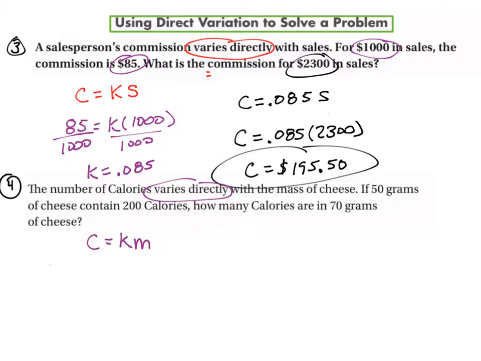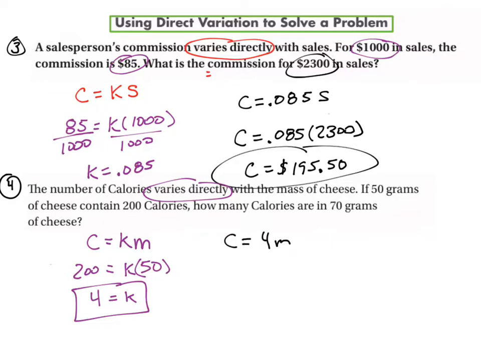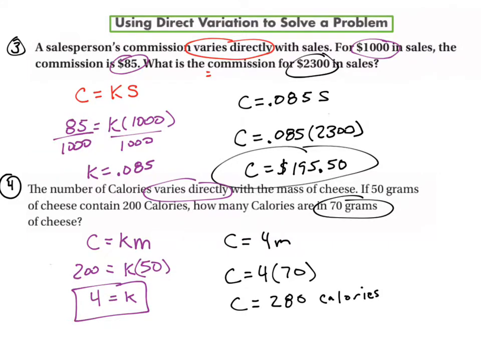So in this case, we've got 200 calories equals K times the 50 grams of cheese. We'll divide by 50, and we're going to get our constant of variation is just 4 in this case. So now taking our new constant of variation, we've got C equals 4 times M. They want to know how many calories are in 70 grams of cheese, so we're just going to plug in 70 for M. And we're going to get that there are 280 calories in 70 grams of cheese.